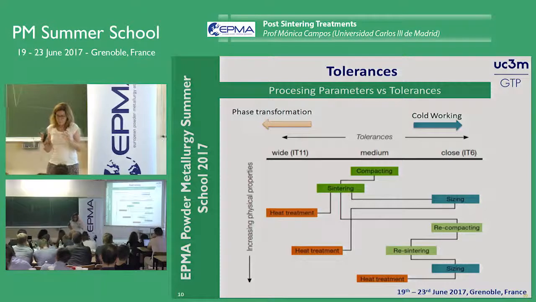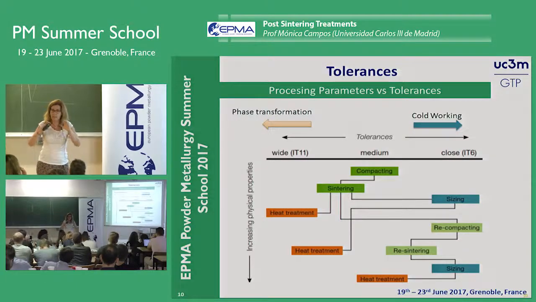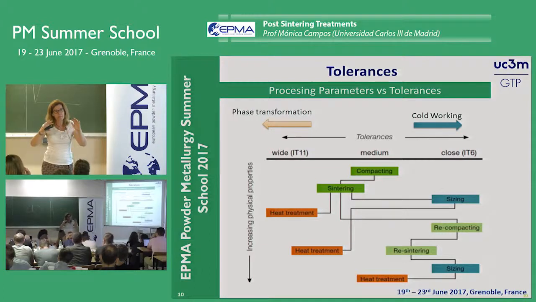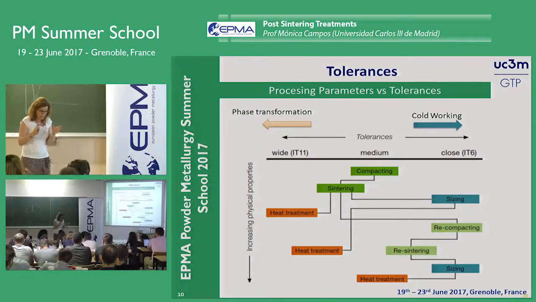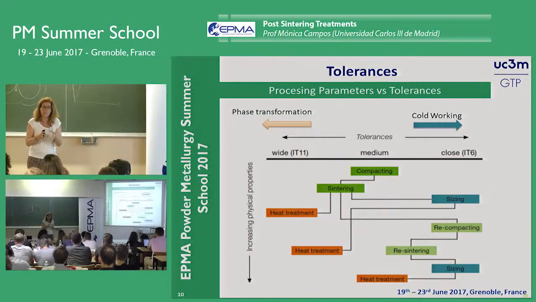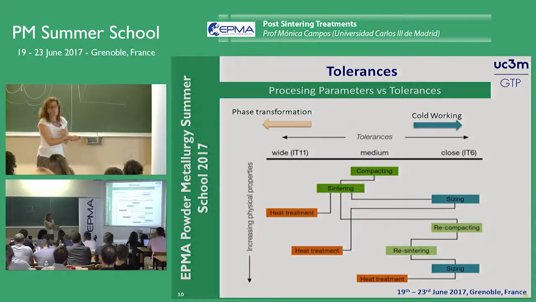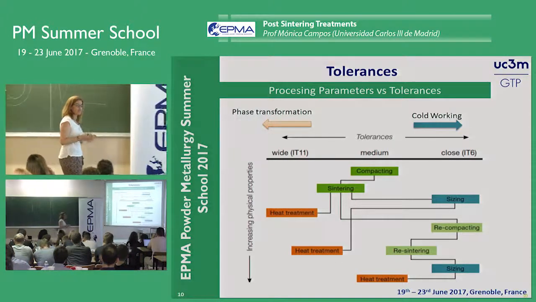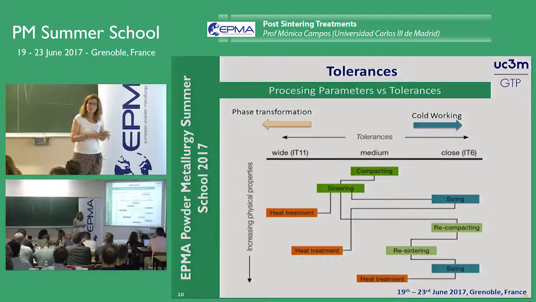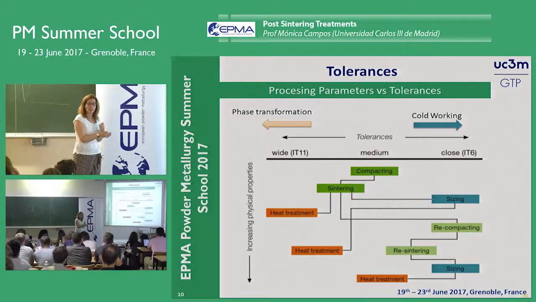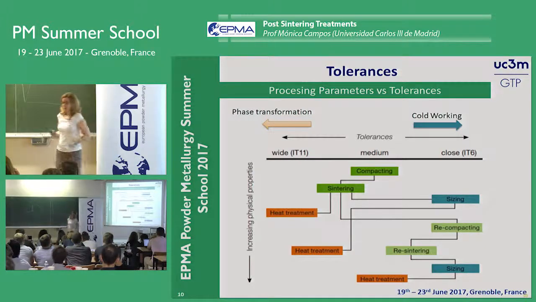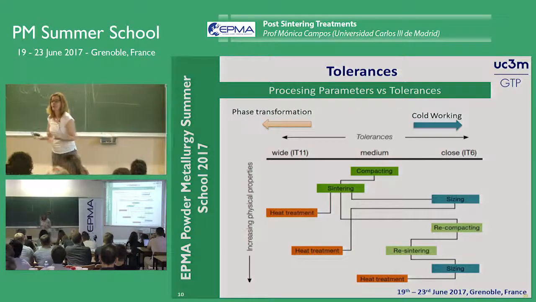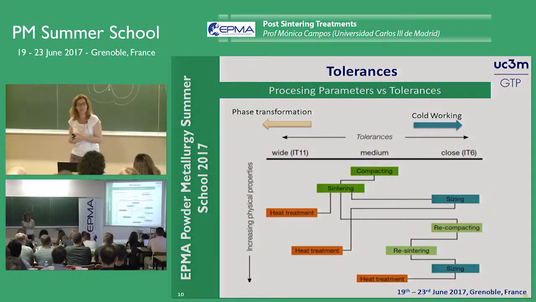When the step that has the final effect on the component is a cold working process, then our level of tolerance is relatively tight. But when we try to modify the microstructure and we put our component into the furnace, we are going to increase the distortion. That's what happens when we sinter the component or heat treat the component. But we need the heat treatment. We cannot use the component just after the press machine.